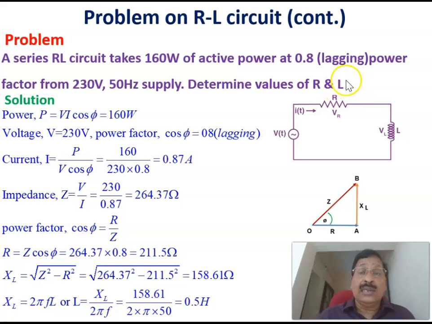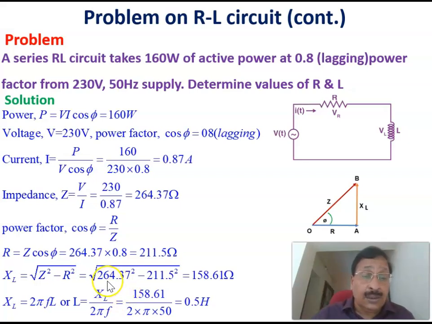Next, you have to calculate the inductance. In order to calculate the inductance, you have to calculate XL, the inductive reactance. XL is given by, as you know, XL equals the square root of Z squared minus R squared. In this right angle triangle, XL squared equals Z squared minus R squared, so XL equals the square root of Z squared minus R squared. From this you get 158.61 ohms.